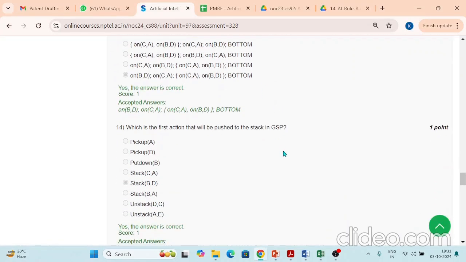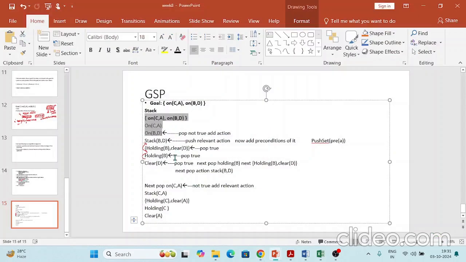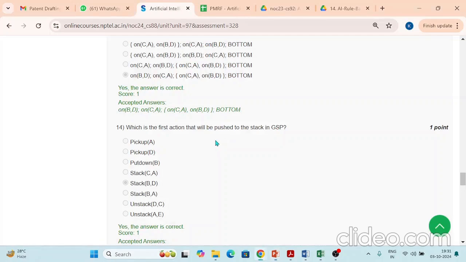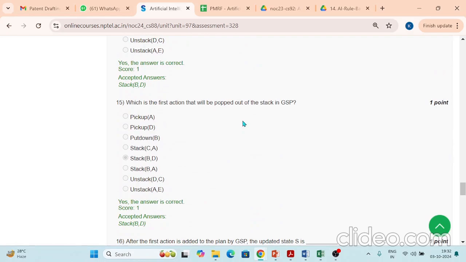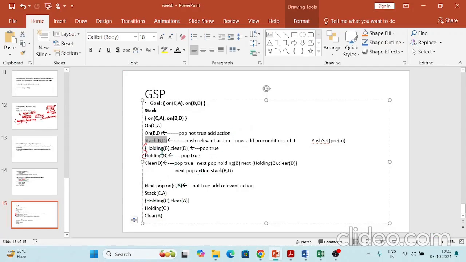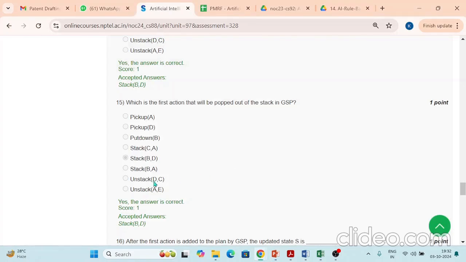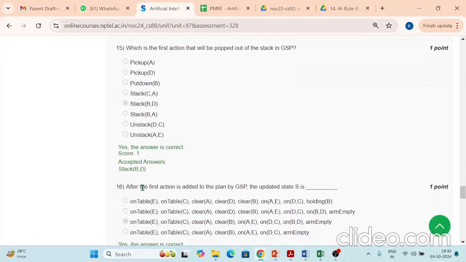Which is the first action that will be pushed to the stack in GSP? Stack B comma D is the first action we pushed. Which is the first action that will be popped out? The same action will be popped, stack B and D only. The same action we pushed, we popped. So that's why stack B and D.